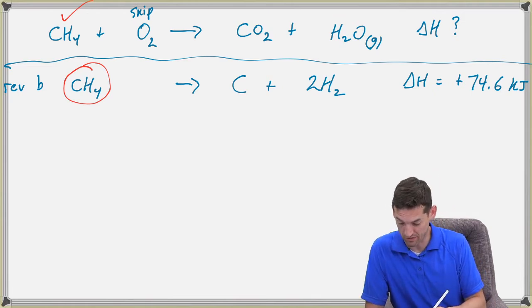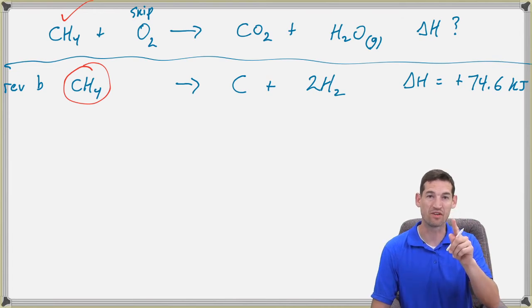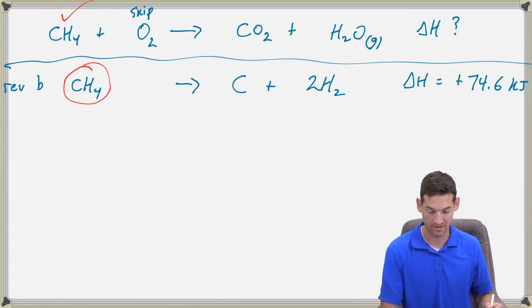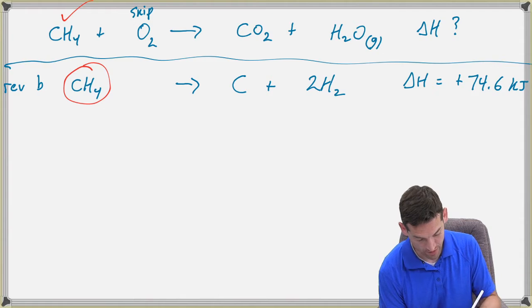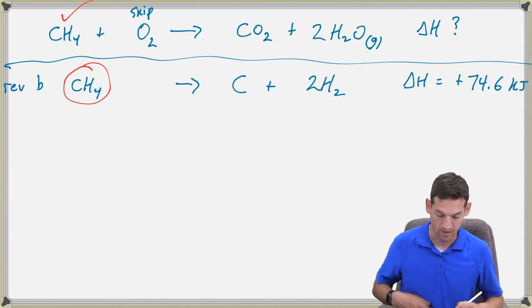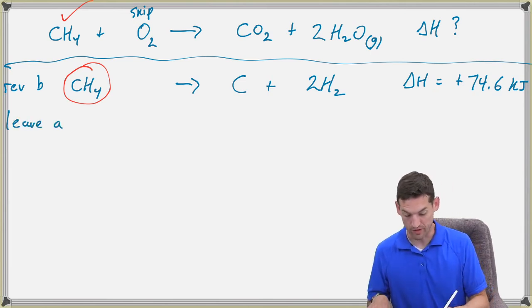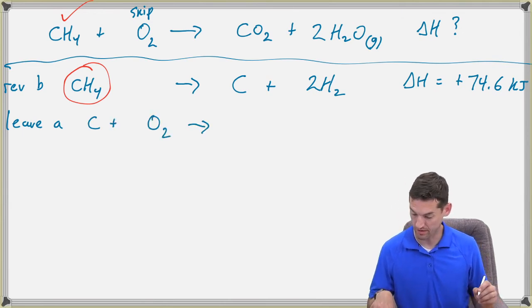So I can, oh, you know what? Pause. I skipped a very important step. I didn't balance this. Carbon, carbon. Now we're good. All right. So I can leave A. So I've got carbon plus O2 coming.